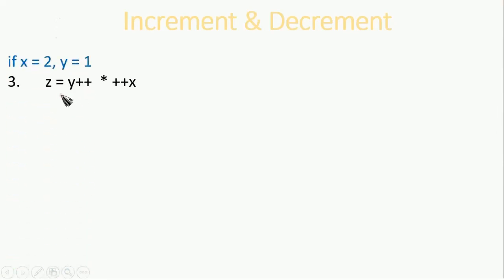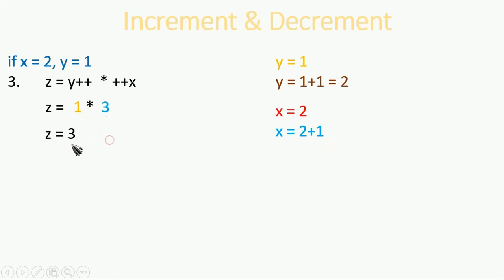Let us have the third sum, z is equal to y++ * ++x. So here z is equal to y++. The y's value is 1. So it will be substituted and then it is going to increment for next time. So y is equal to 1 plus 1 is equal to 2, but this 2 we don't need to care because no more y is available in this sum. So now the x value is going to be pre-incremented. It is going to be 3 now. So 1 into 3 is 3.